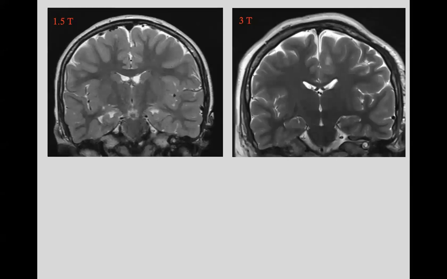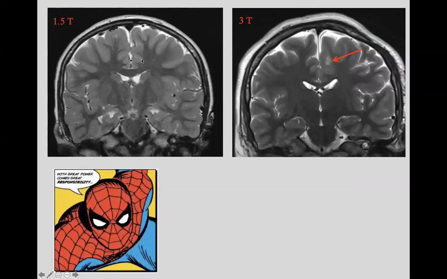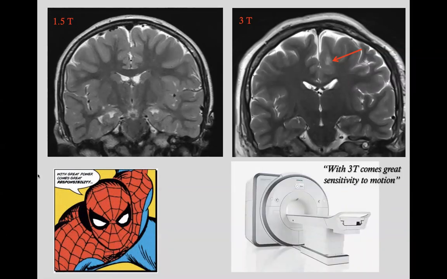But another important thing that you should note is that here you can identify this lesion, this focal cortical dysplasia, much better than here, where it is very difficult to identify the lesion. So you have power, you need power, but with power comes great responsibility. That in case of MR is great sensitivity to motion.